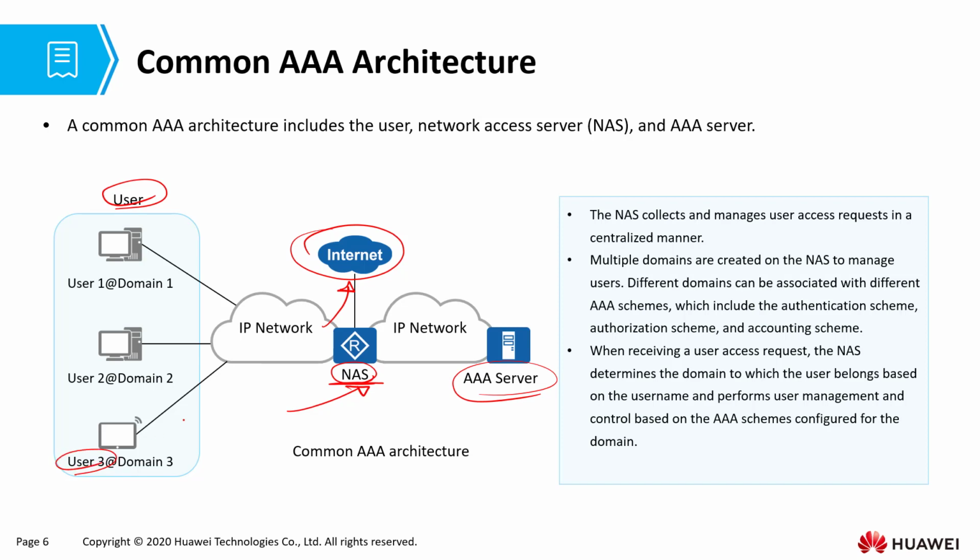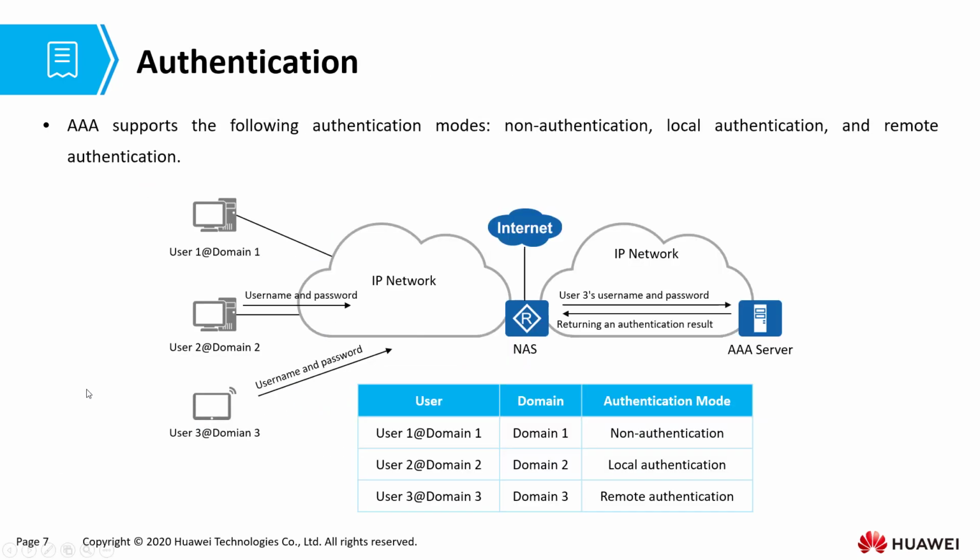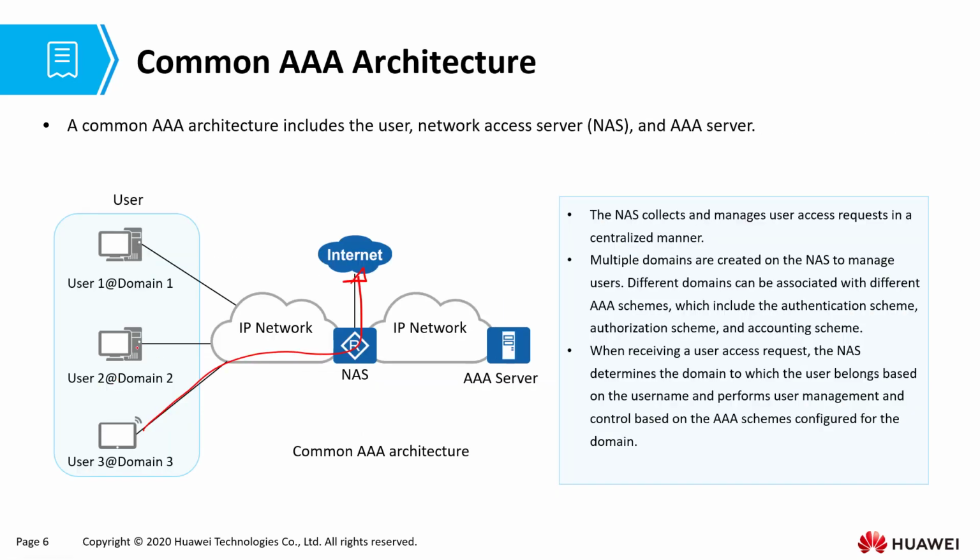So user 3, for example, will access the internet through the network access server. User 2 will access the internet through the network access server. User 1 will access through it too, that's why it's called the network access server. So we have the user, we have the network access server and the AAA server. The network access server acts on behalf of the AAA server to collect and manage user access requests in a centralized manner. Now, there are normally multiple domains that are going to be created on the network access server to manage different users.